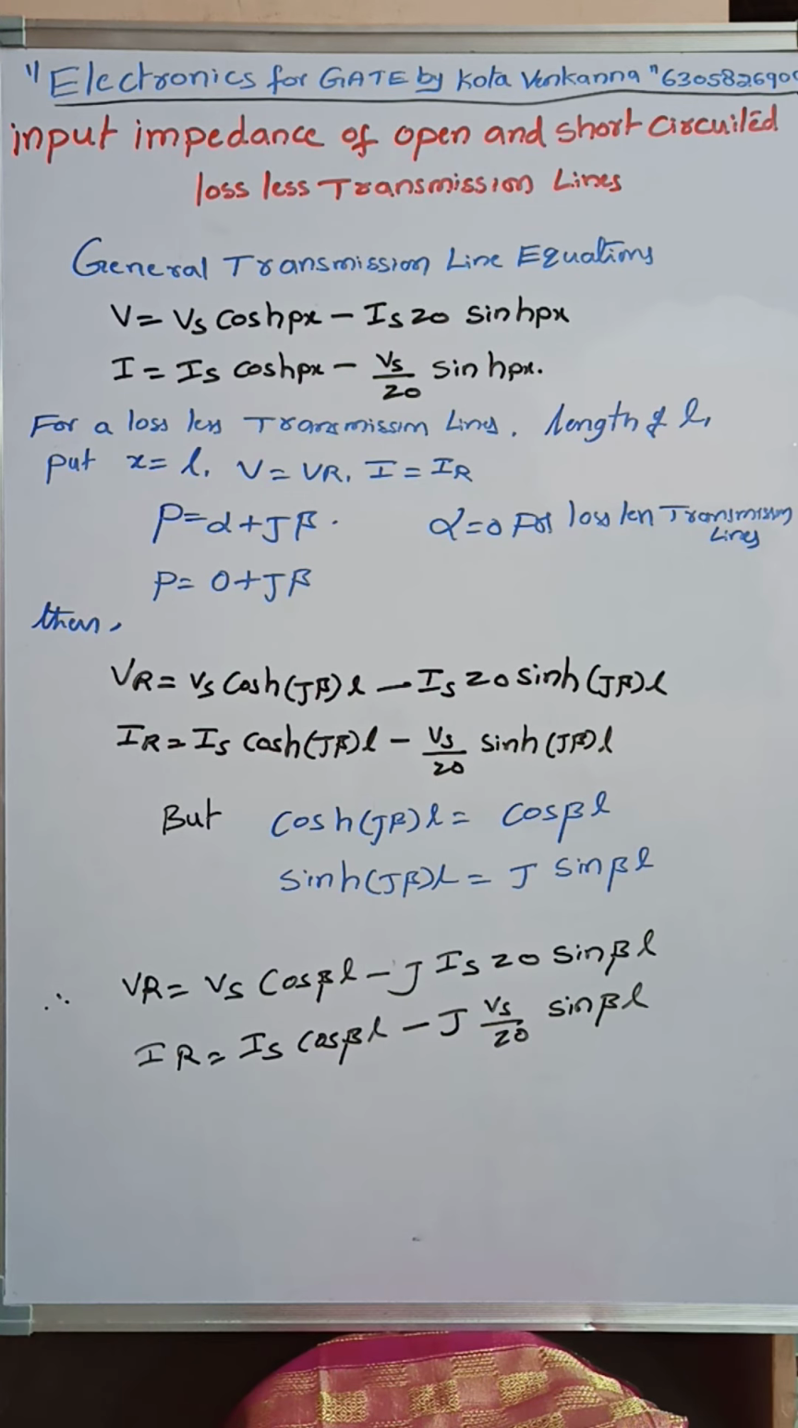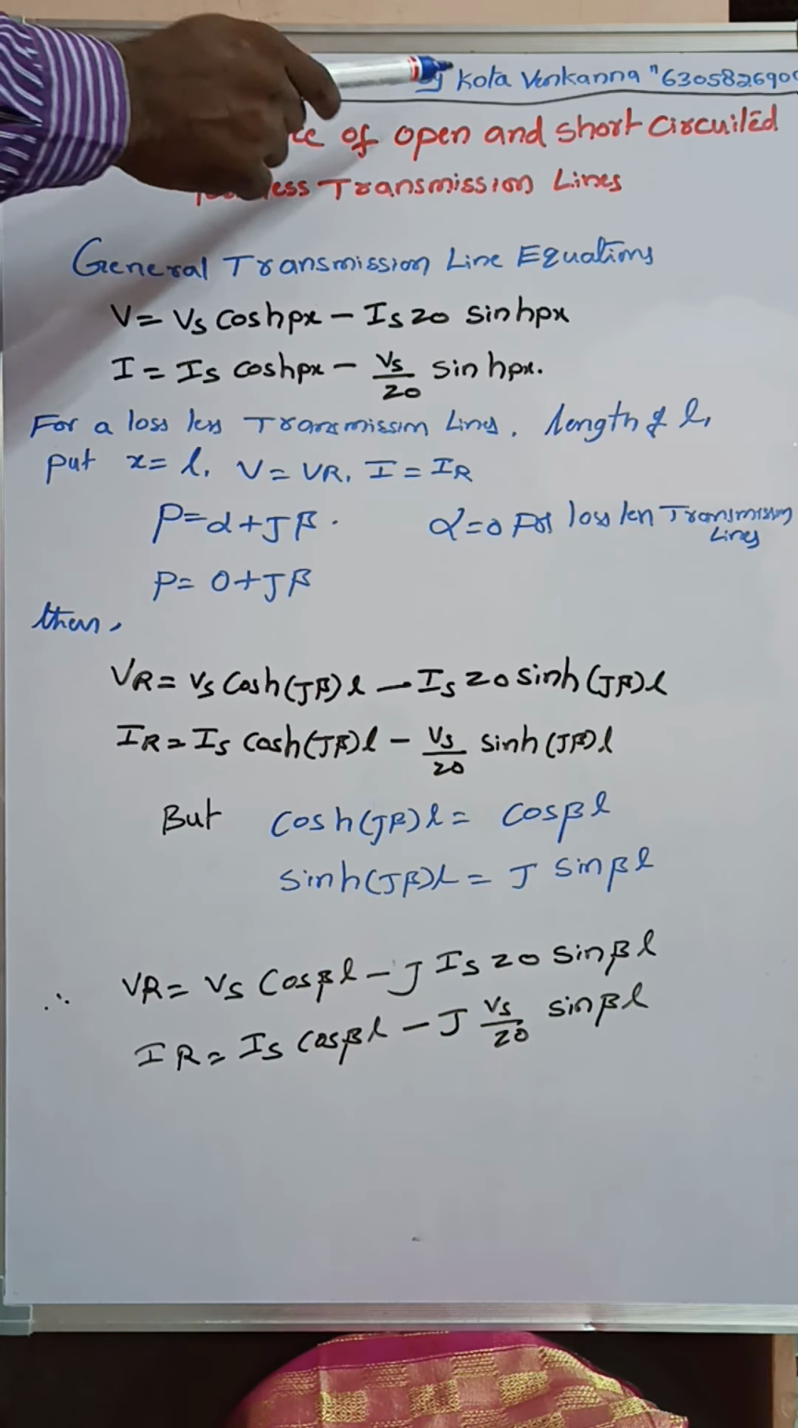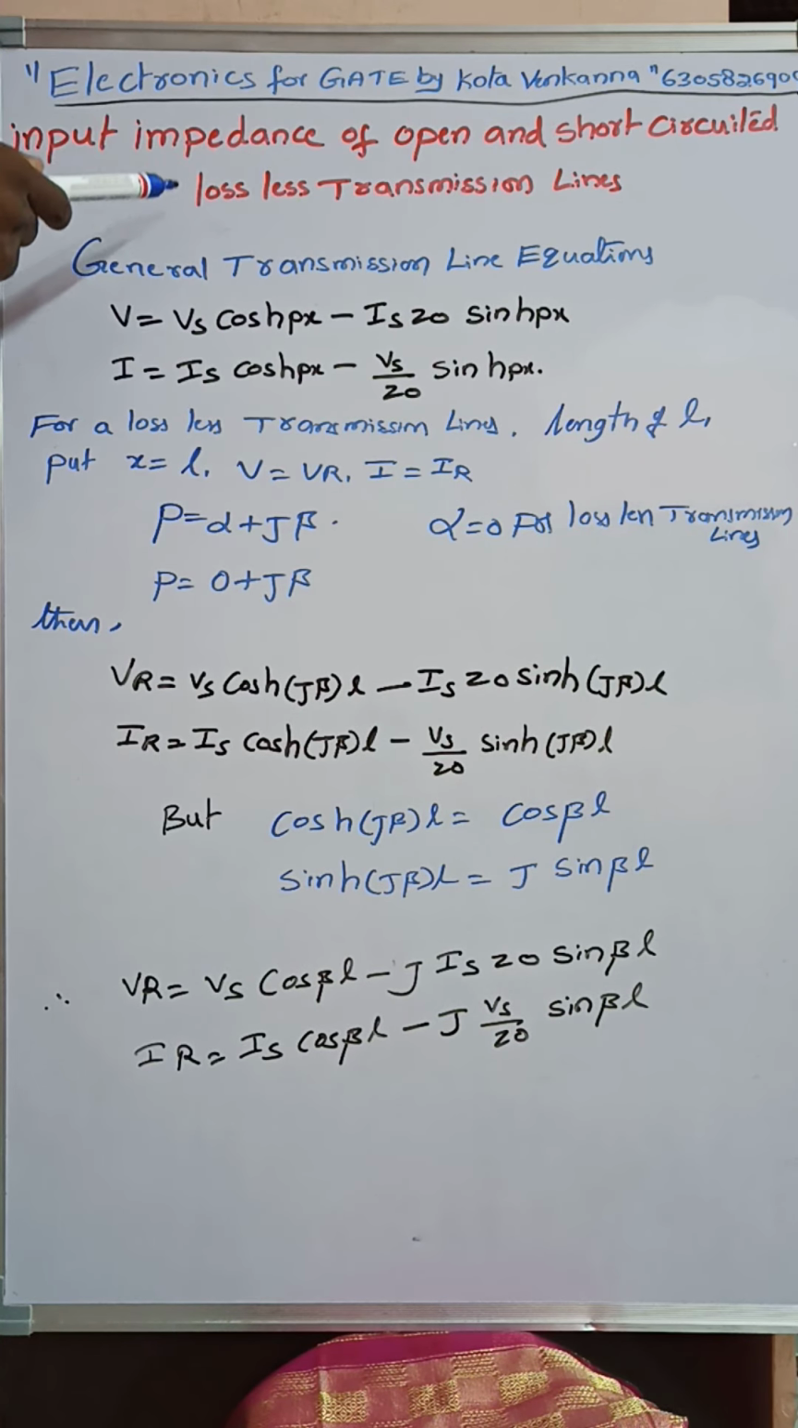Today I want to discuss a topic in transmission lines, that is, the input impedance of open and short circuited lossless transmission lines. For lossless transmission lines, the input impedance of the open circuit and short circuit can be derived from the general transmission line equations.